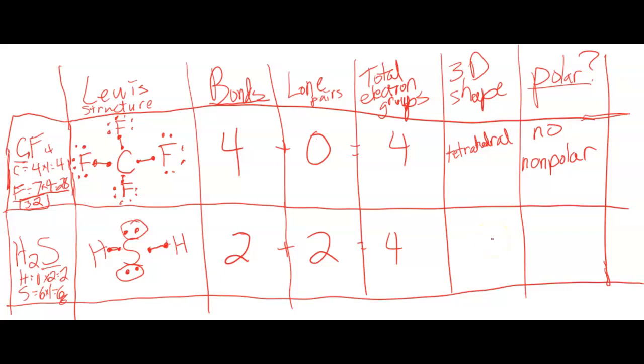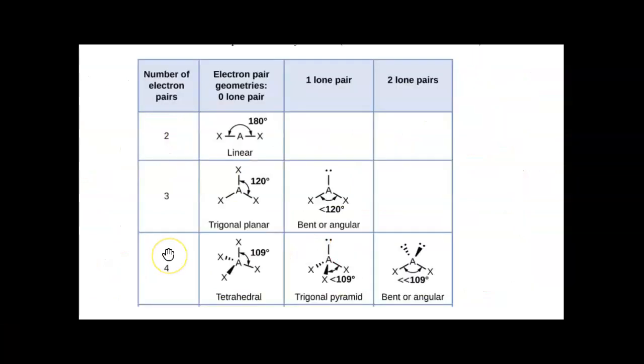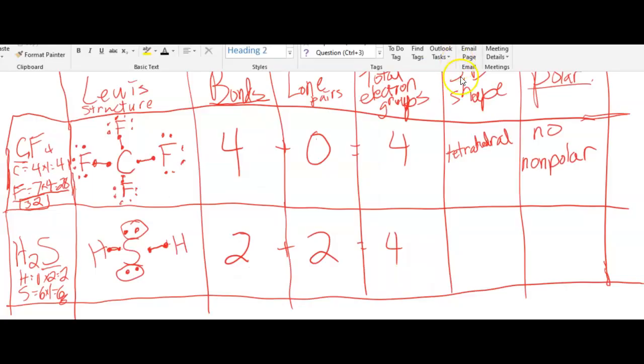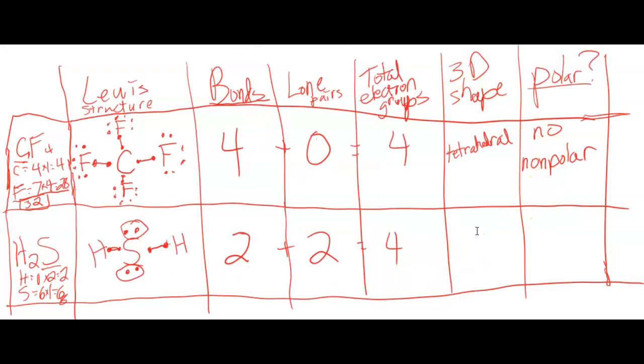And then we need to look at the 3D shape. So remember our total was 4, and there was 2 lone pairs. So we look on the 4 for the total, 2 lone pairs, and we get bent or angular. Typically I just use the word bent. Some people prefer angular, but you should be able to identify it based on either name. All right, so our 3D shape here is bent.